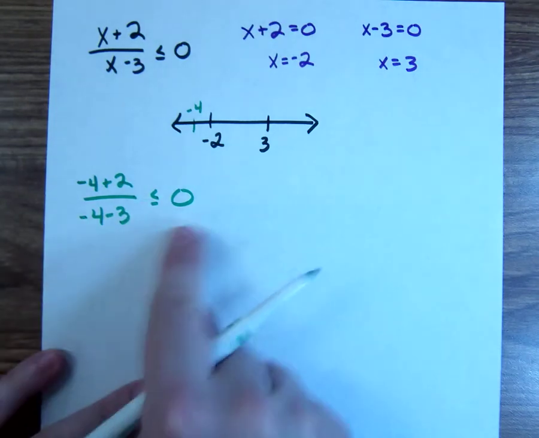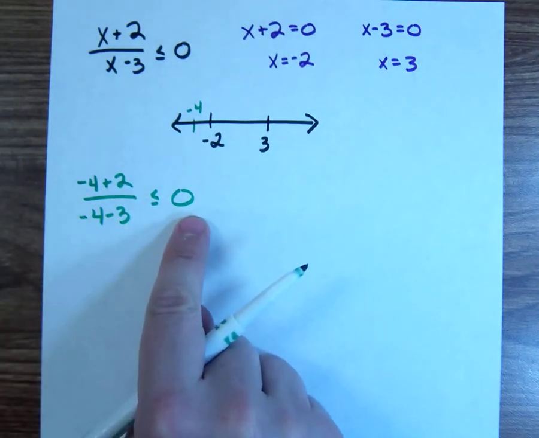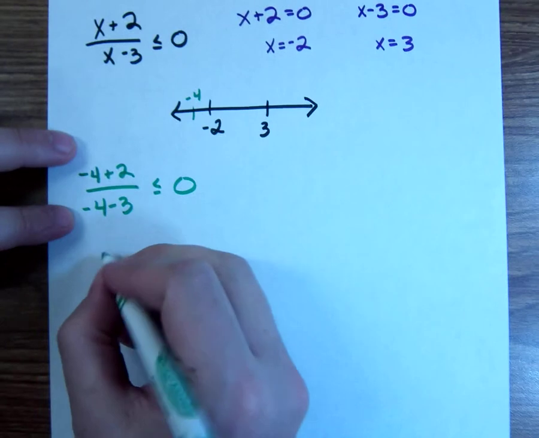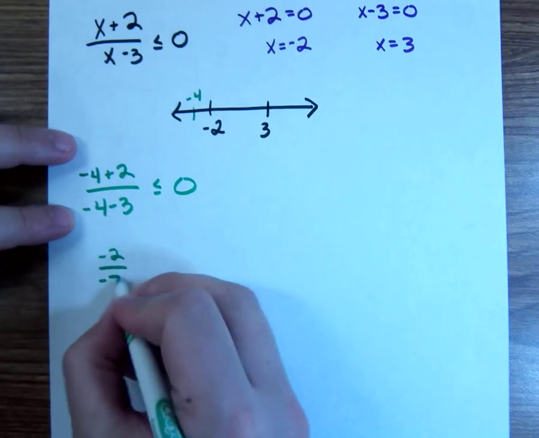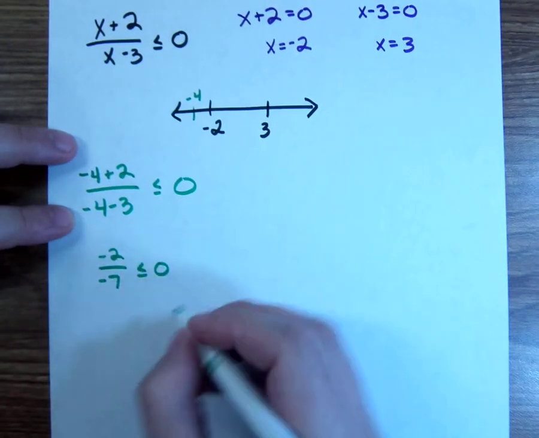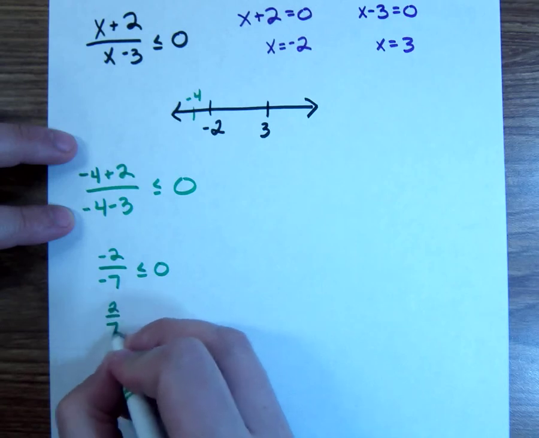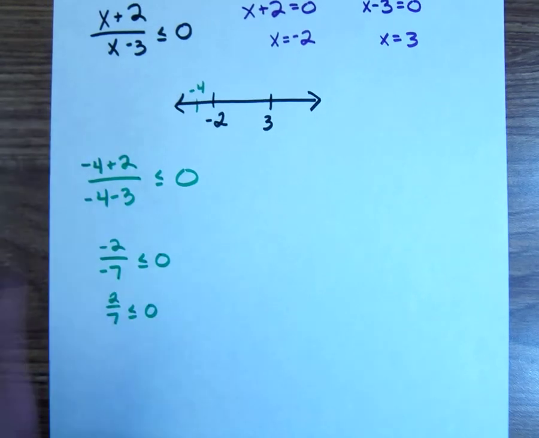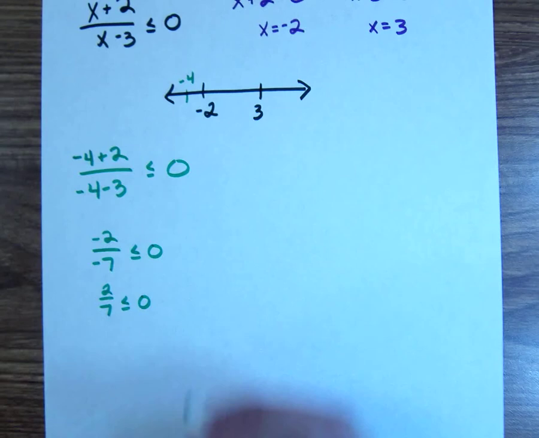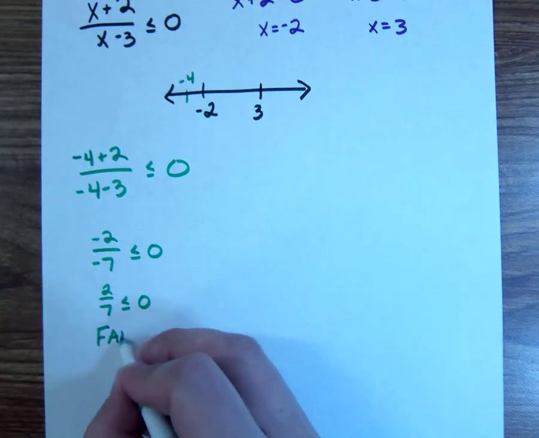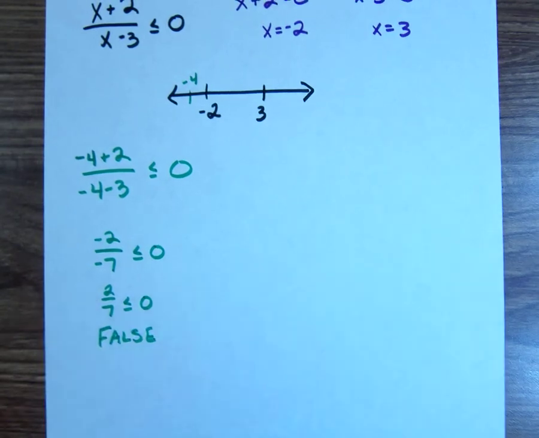Since we're comparing them to 0, it makes it really easy. Basically, the question we're asking is, is this going to be positive or negative? If it's negative, it's true, and if it's positive, it's false. So negative 2 over negative 7. A negative over a negative is positive. So this is false. Negative divided by negative is positive.